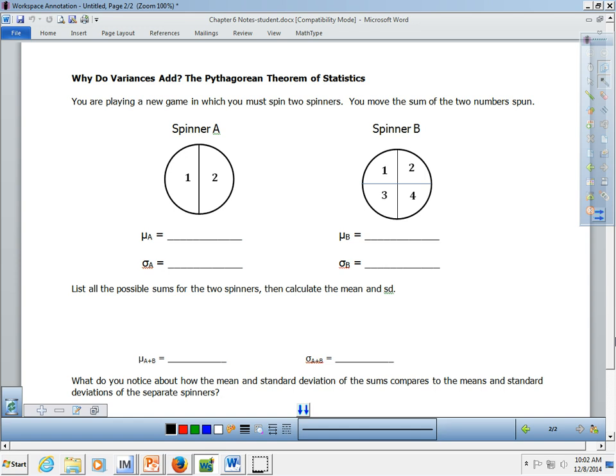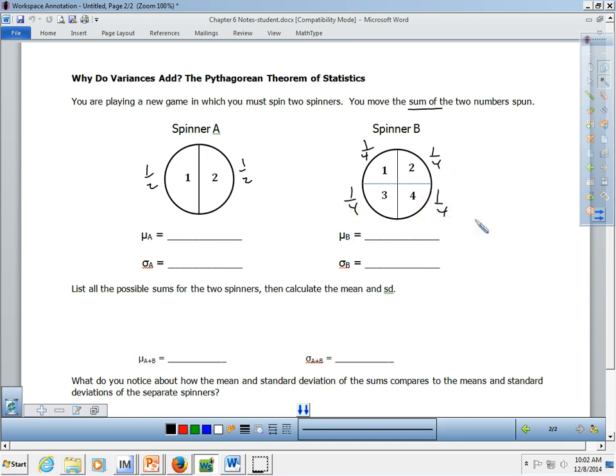And so we'll use these spinners to help sort of iron that out. So we've got two spinners, spinner A and spinner B. And we're going to play a game in which you spin both of them. And then you're going to move the sum of the two numbers that come up on the spinner, right? So let's go through and do some calculations. Well, first of all, in the first spinner, spinner A, the probability of getting a 1 is a half, and the probability of getting 2 is a half, right? In spinner B, the probability of getting any of these numbers is going to be a fourth.